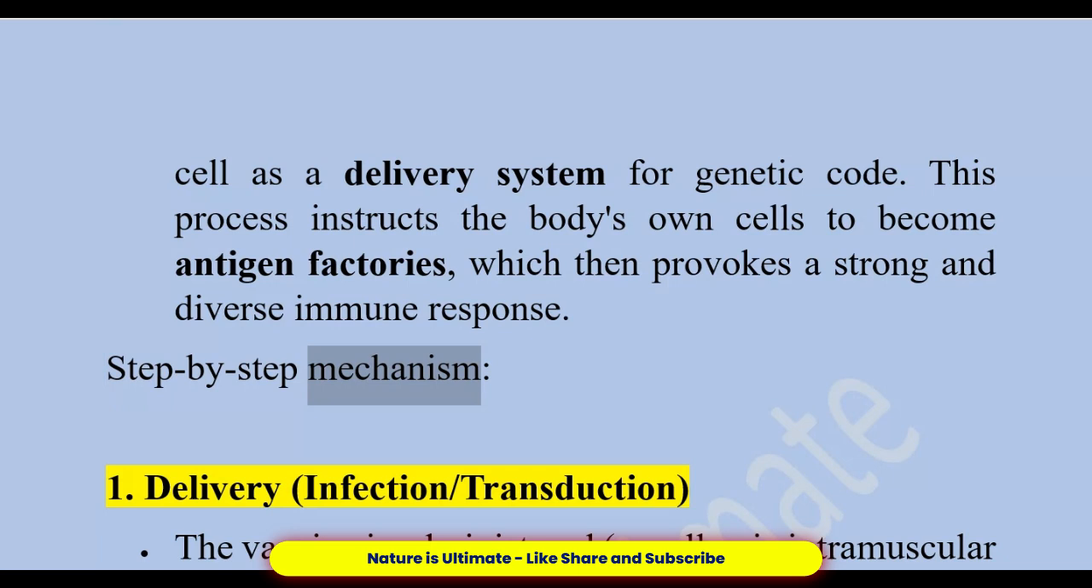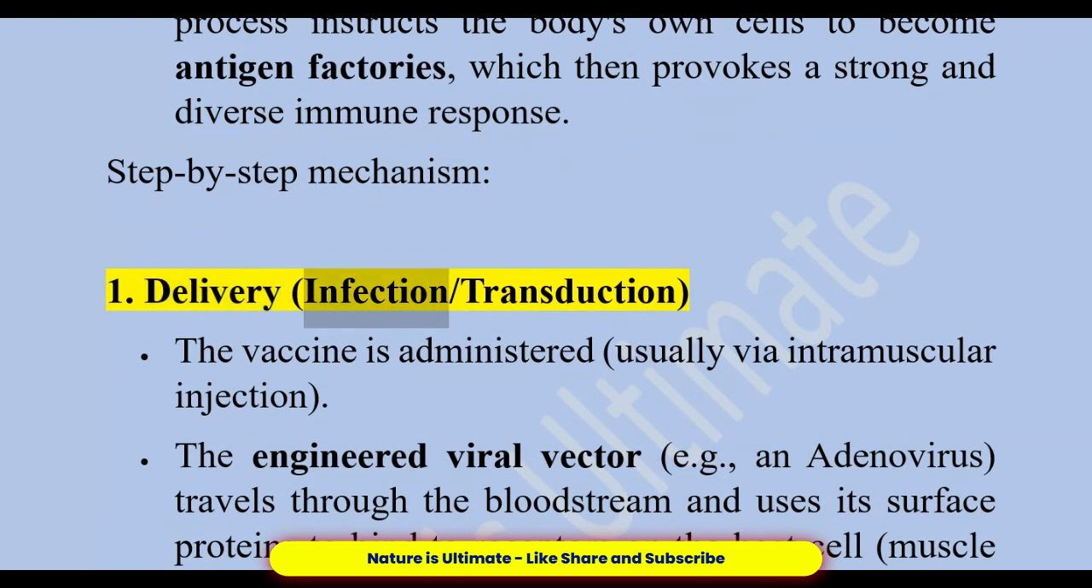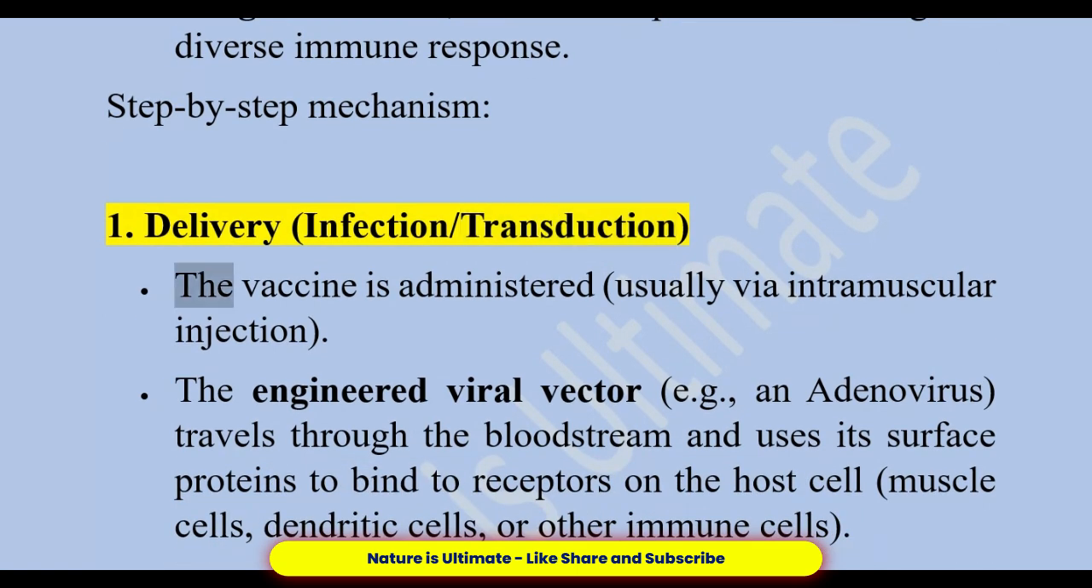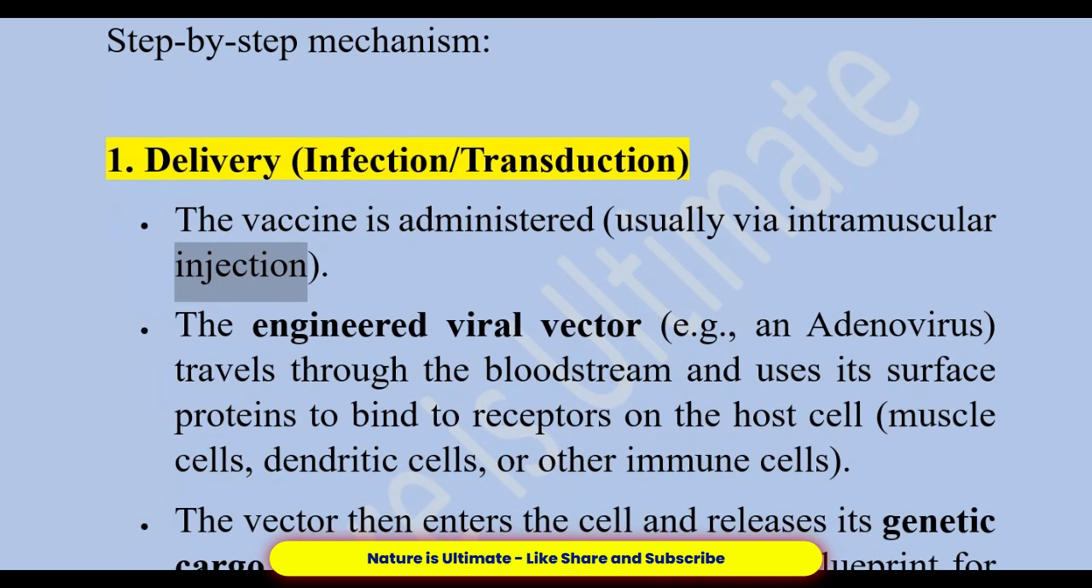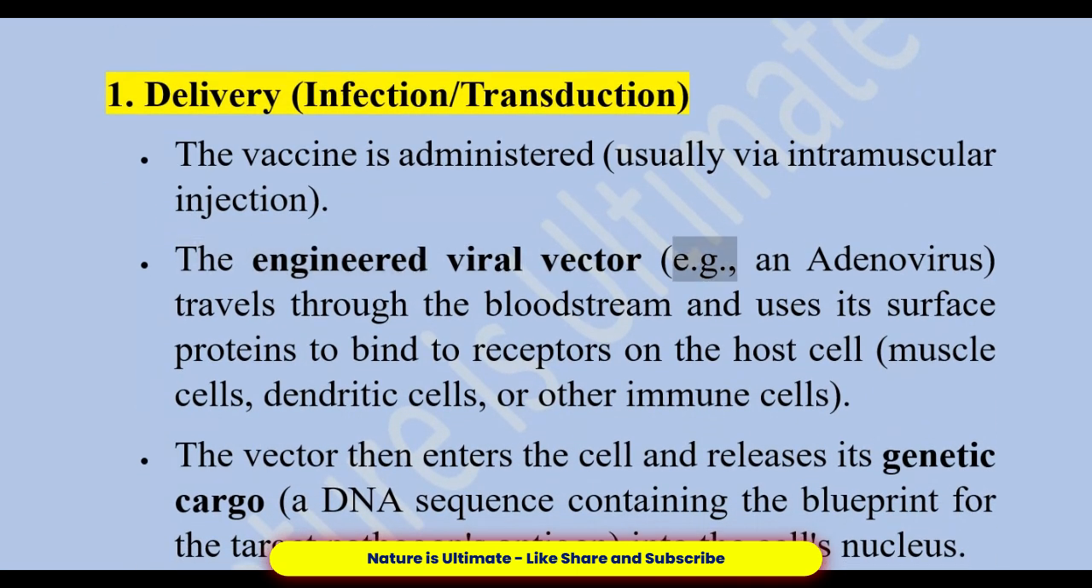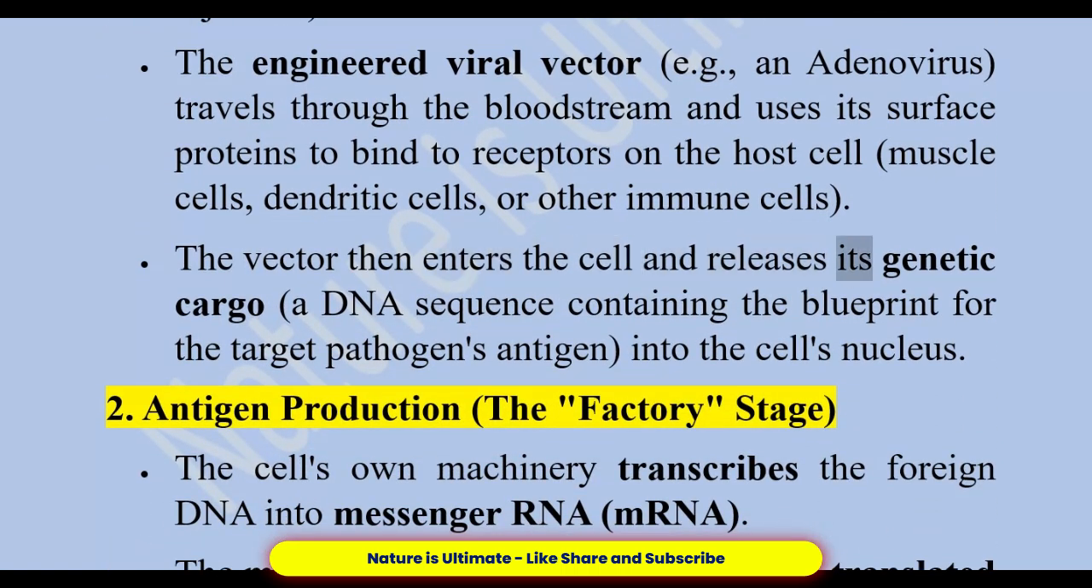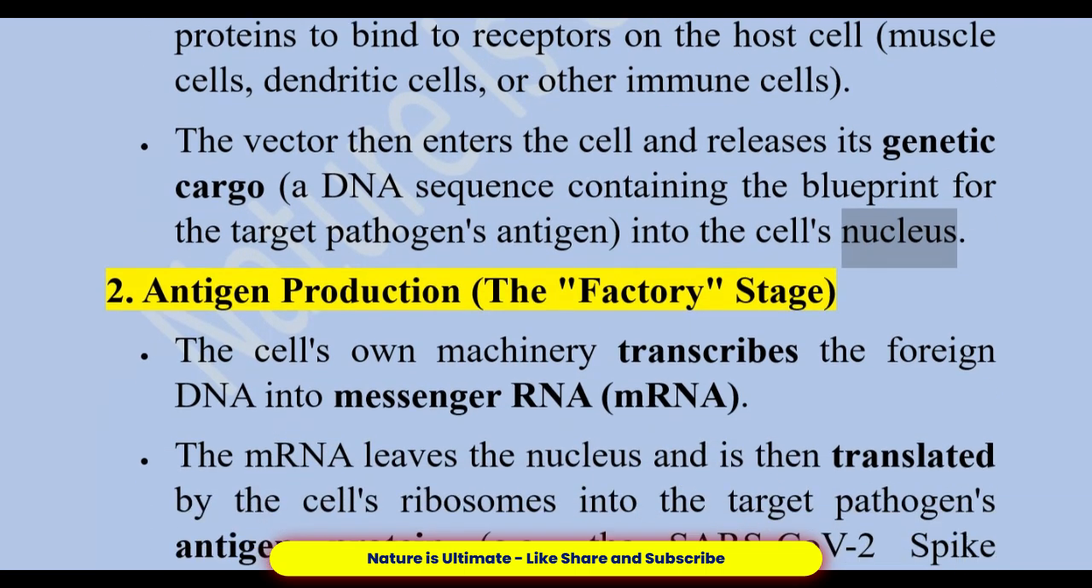Step-by-step mechanism. 1. Delivery, infection/transduction. The vaccine is administered, usually via intramuscular injection. The engineered viral vector, for example an adenovirus, travels through the bloodstream and uses its surface proteins to bind to receptors on the host cell: muscle cells, dendritic cells, or other immune cells. The vector then enters the cell and releases its genetic cargo, a DNA sequence containing the blueprint for the target pathogen's antigen, into the cell's nucleus.